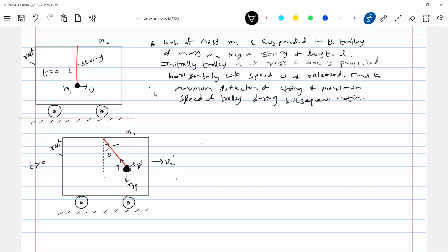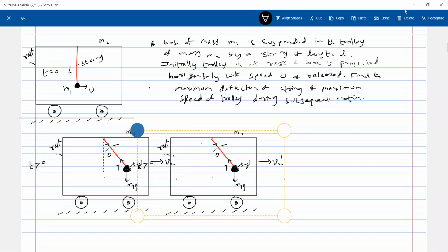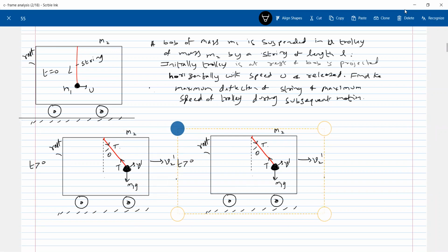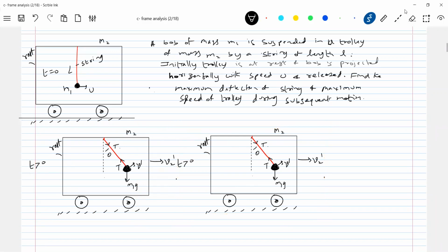A component of m1g sin theta will act opposite to velocity. So the speed of the bob keeps on decreasing. Agree with this? And the speed of the trolley keeps on increasing. So at one instant, what will happen? Both will have a common velocity in the ground frame.